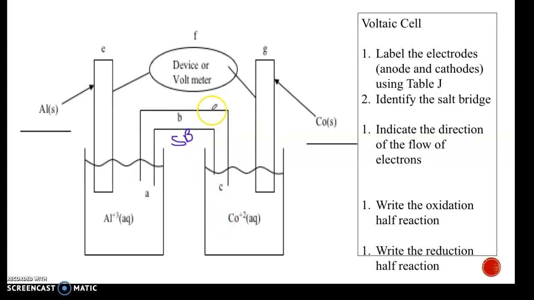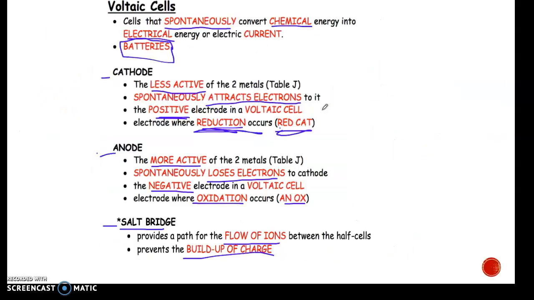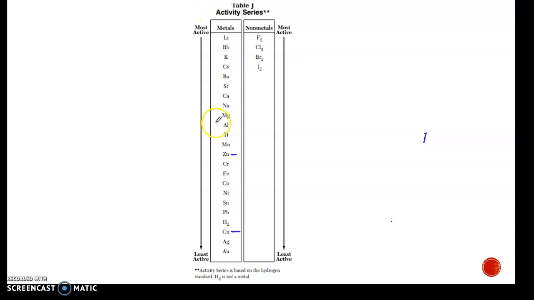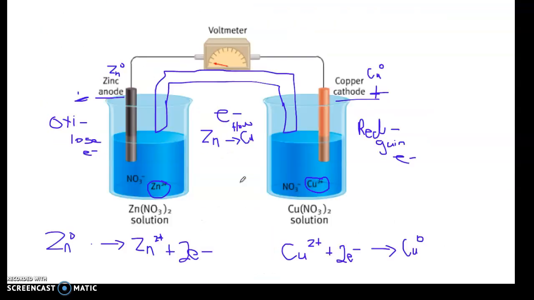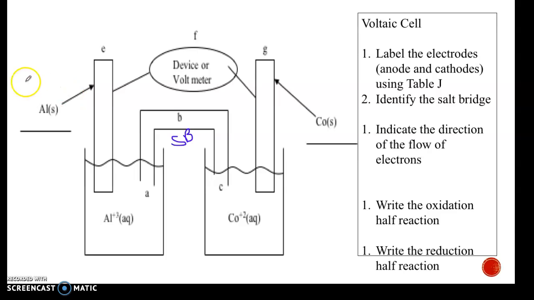Then I have to identify my anode and my cathode using Table J. Well, I have aluminum and copper. So let's go find out using Table J which one is my anode and which one is my cathode. As long as you remember anode is more active or cathode is less active, you should be fine. Aluminum over here is higher than copper, so aluminum is going to be my anode.